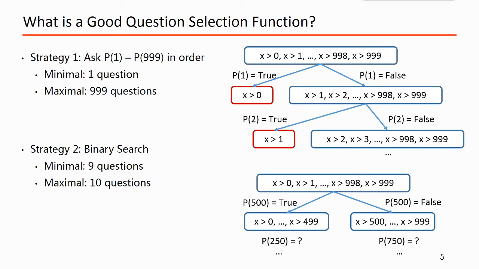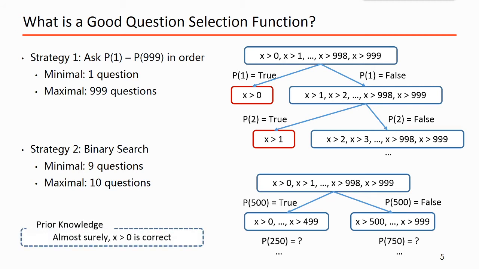Now, the question is, which selection function is better? Our answer is, it depends on the prior knowledge. If x greater than 0 is almost sure to be the target program, the first strategy will be better. If all the programs have the same chance to be correct, the second strategy will be better since its average case performance is better. In the definition of question selection problem, we abstract the prior knowledge as a distribution over all programs, representing the possibility of being correct.